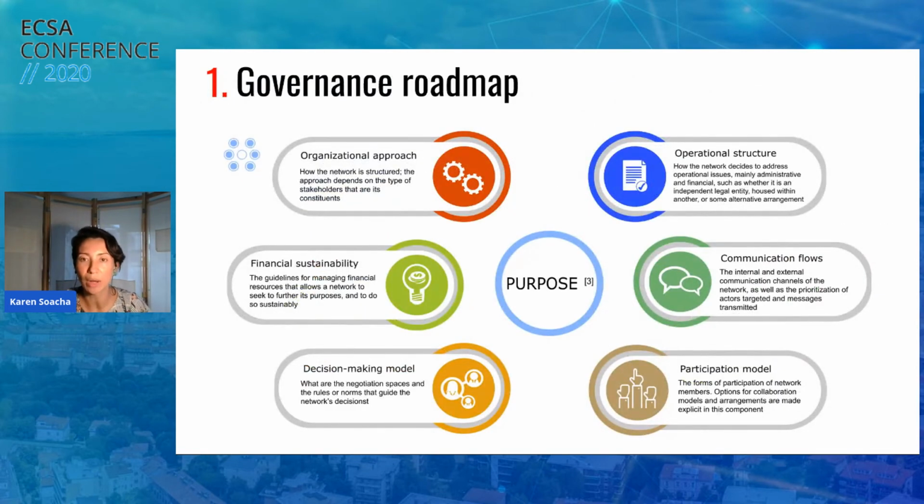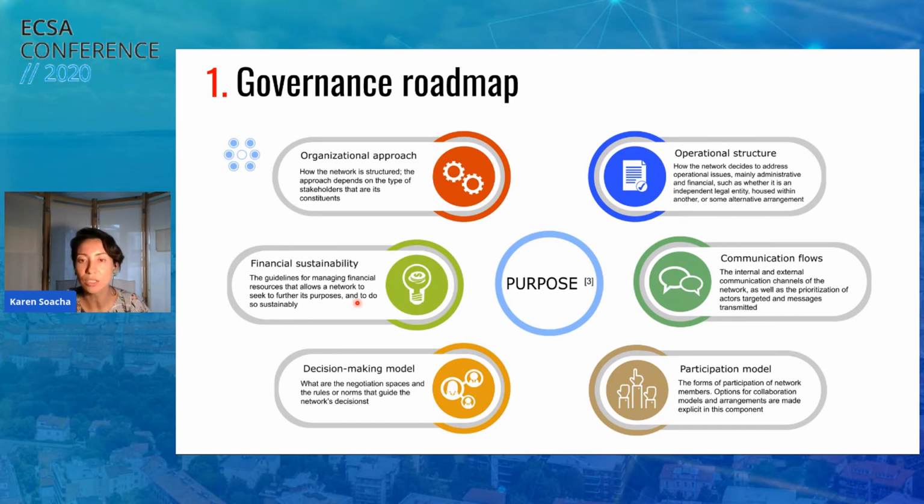First, governance roadmap. Essentially, it's composed of 6 areas, as you see here in the image: organizational approach, operational structure, communication flows, participation model, decision-making model, and financial sustainability. The roadmap is exactly that, a map. It is not a checklist that indicates how complete or not a governance model is.